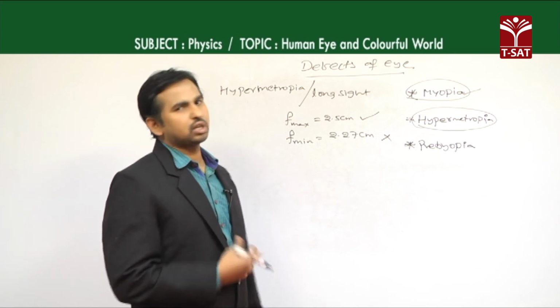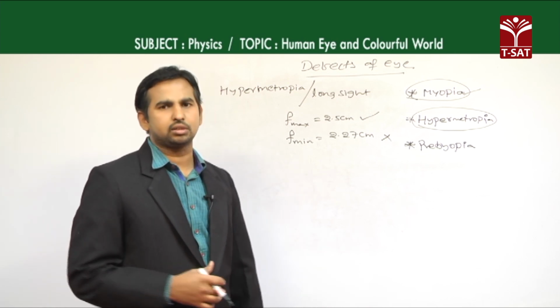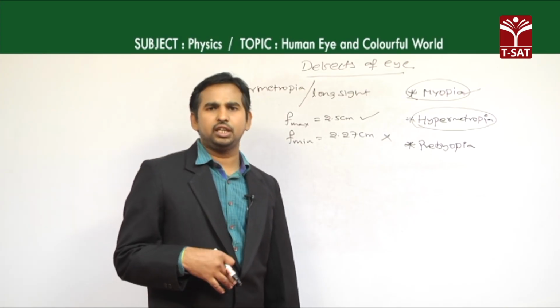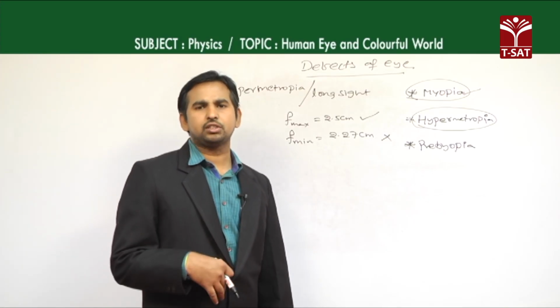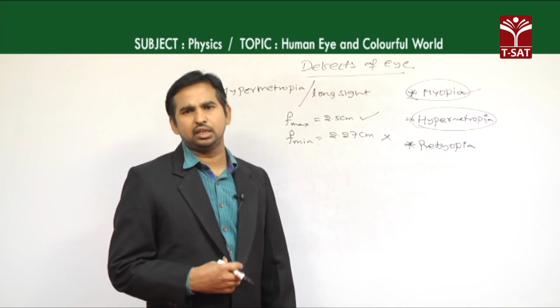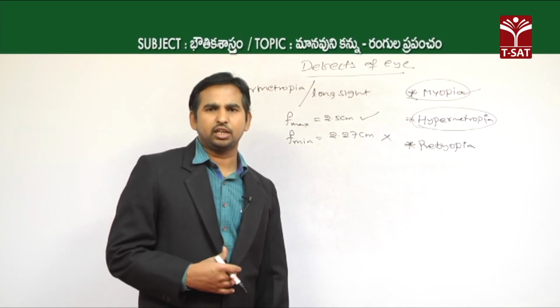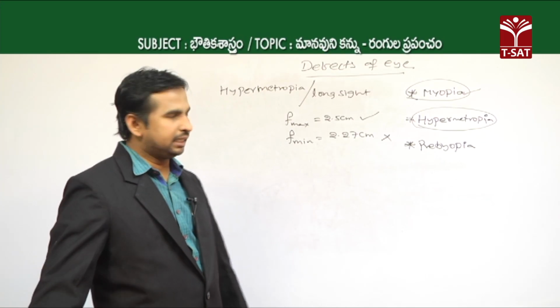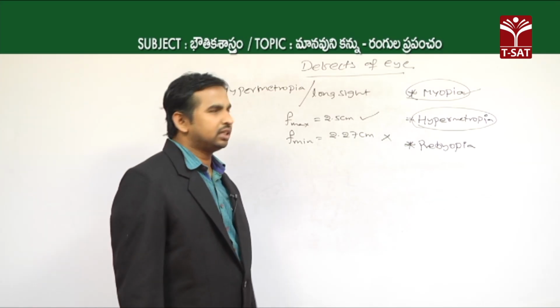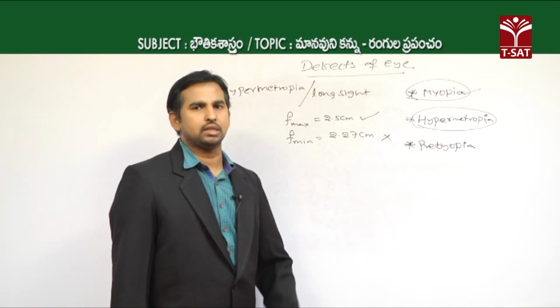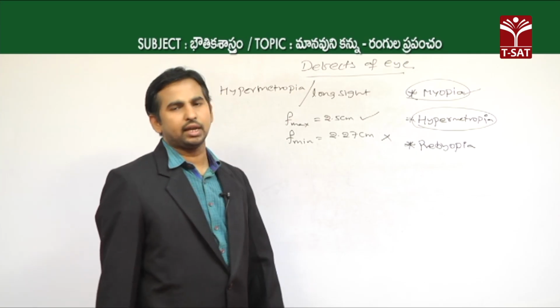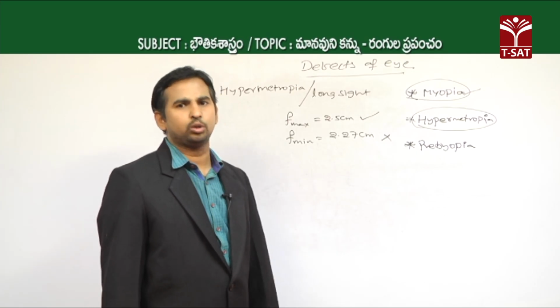The questions coming on this defect can be asked like this. If the person is not seeing near distant objects very clearly, and they appear blurry, which type of defect is that? That defect is hypermetropia. The answer is long sight or hypermetropia.